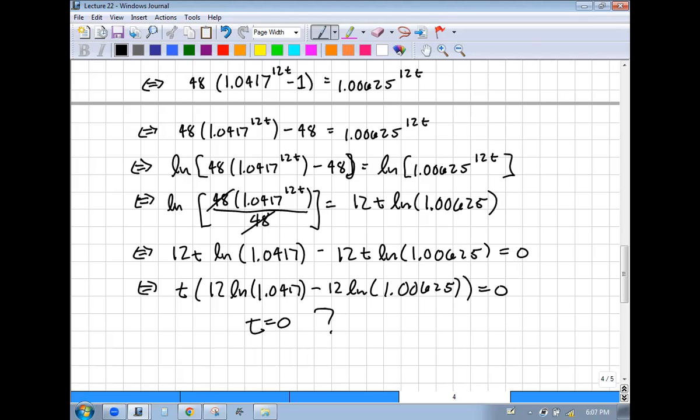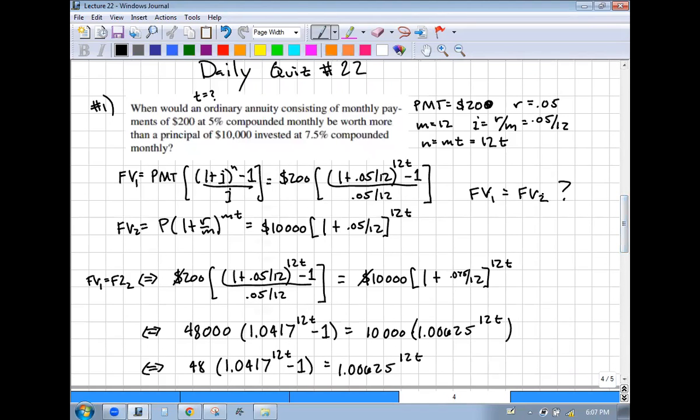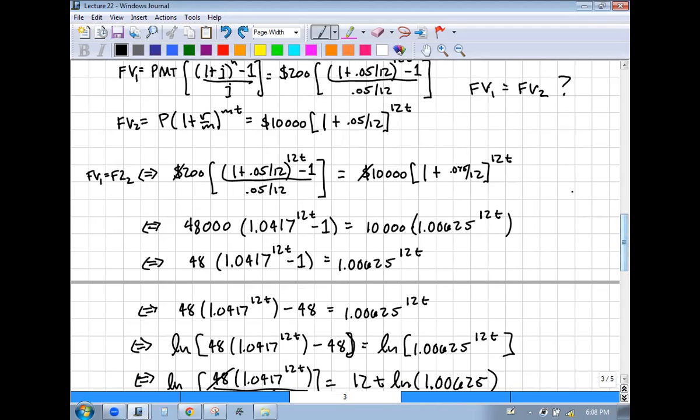Anybody got any better ideas? I think we did everything right. We set our two future values equal to one another. We need to solve for t. This must be one of those graphing ones. Damn it. Yeah, graph them both and see where they intersect is what you have to do.